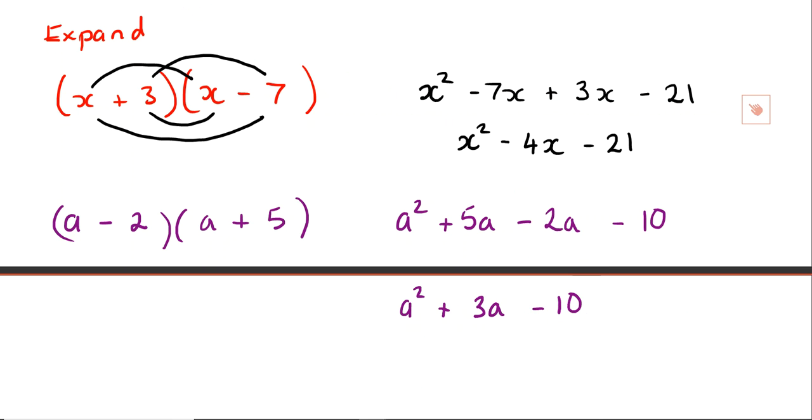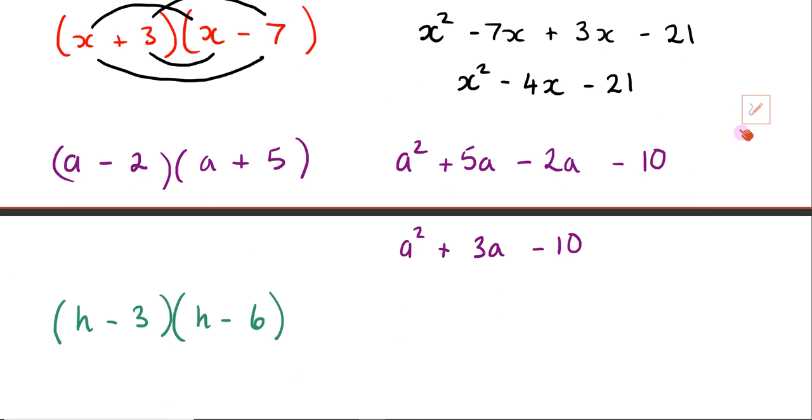Alright. Another one for us to do. So if I said to you we've got h minus 3 multiplied by h minus 6. Someone did it. Thank you, Daniel. Nick, would you like to go?